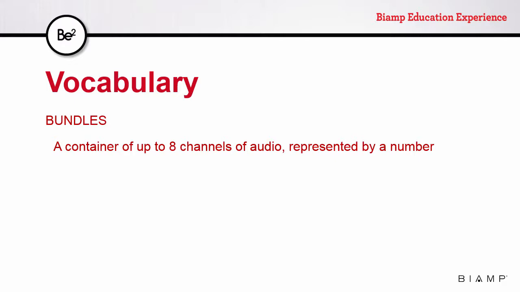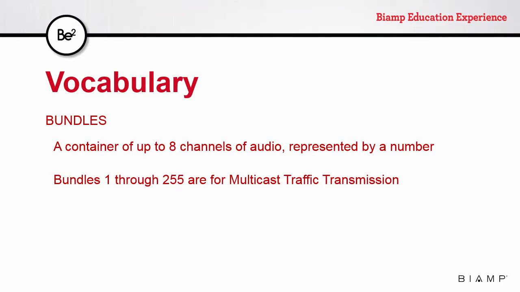These bundle numbers are defined in ranges for different applications. It breaks down like this. Bundles number 1 through 255 are for multicast traffic transmission. Multicast lets a single signal go to multiple receivers on the network. This may be necessary in a scenario where you have a paging feed, for example.